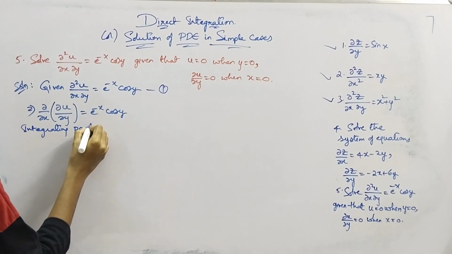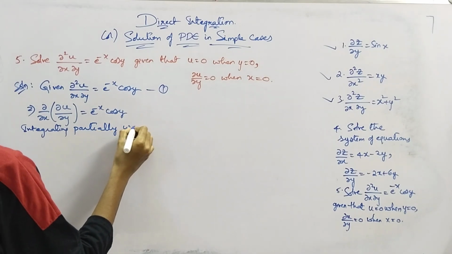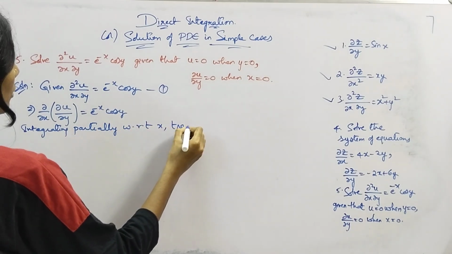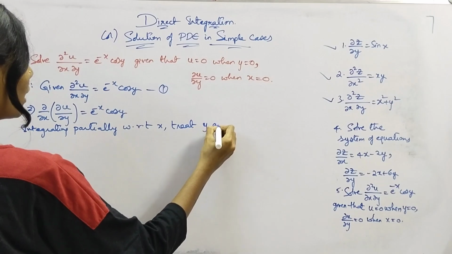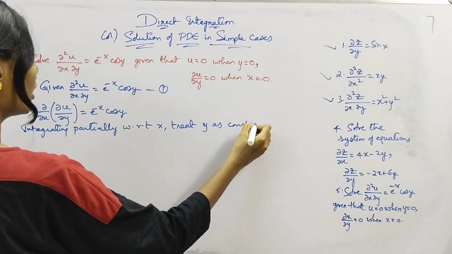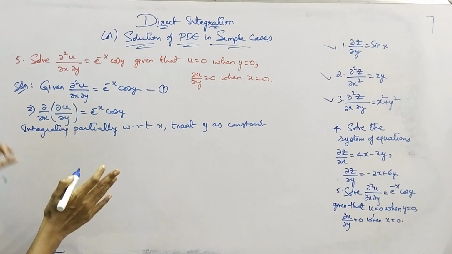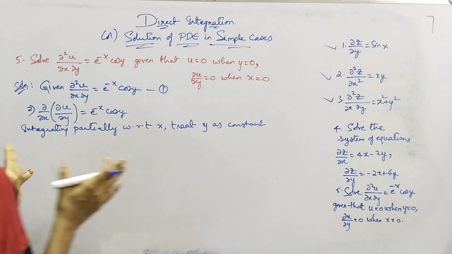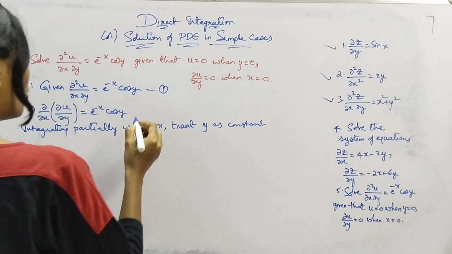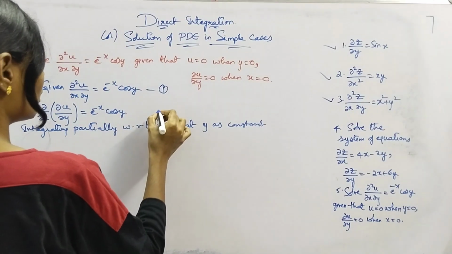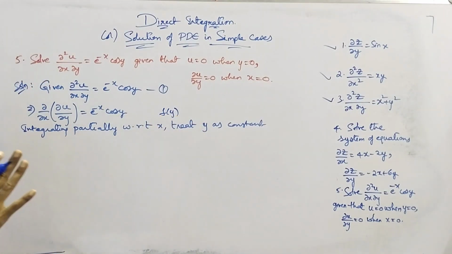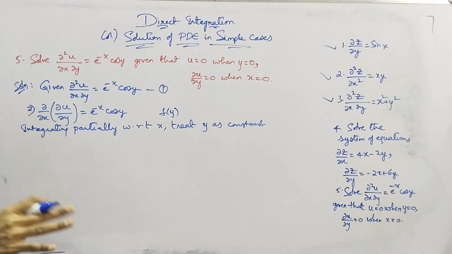Integrating partially with respect to x, treat y as constant. It's not necessary to write that y is treated as constant, okay? But this is the beginning. You're just learning now, taking little steps towards the problem. So let's write it, okay? And here we are going to get a constant of integration after integrating the equation. So the constant of integration will be in terms of y, right? Let it be f of y. We have decided f of y as the constant of integration we are going to write here.